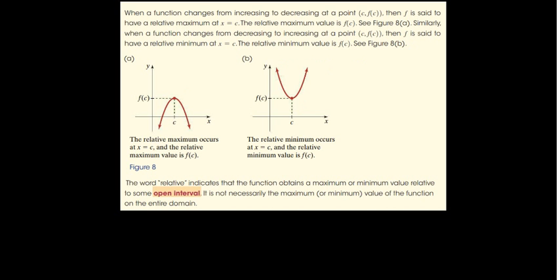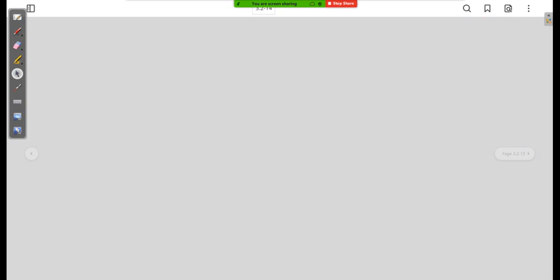And of course, it reads down here, the word relative indicates that the function obtains a maximum or minimum value relative to some open interval. It is not necessarily the maximum or minimum value of the function in the entire domain. So when we say relative maximum, relative minimum, again, we're just talking about the peaks and the troughs, not absolute maximums, absolute minimums, and we'll see that on probably the next page, the next example.